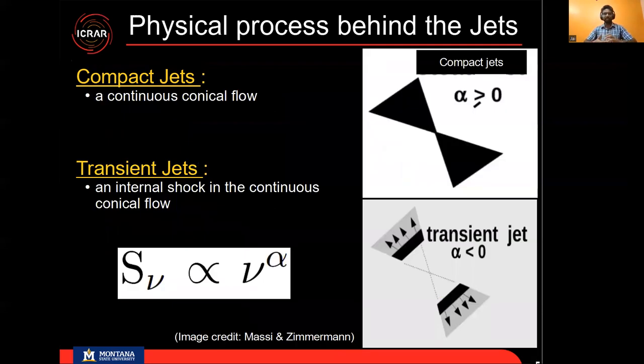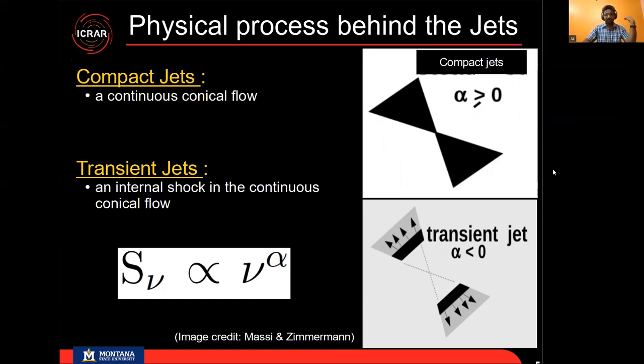When we have the compact jets, there is a continuous plasma which is flowing. And when the accretion rate increases, there is a collision between the slow moving plasma and the fast moving plasma. And during that collision, a shock is generated, and then we observe these transient jets.